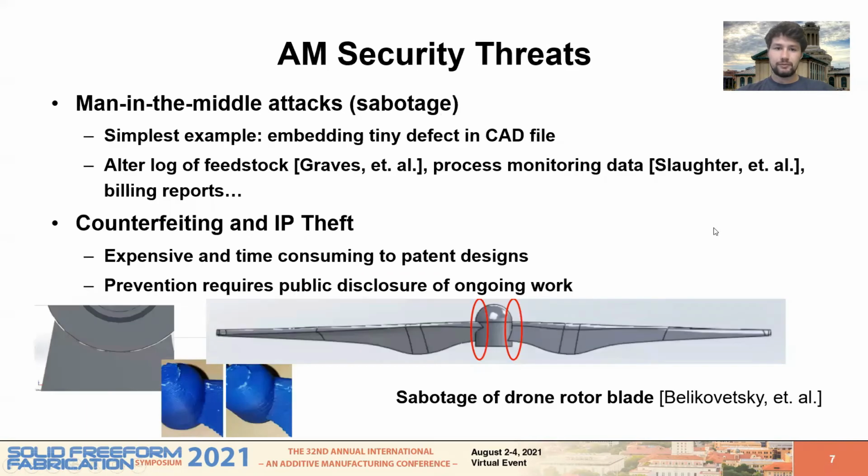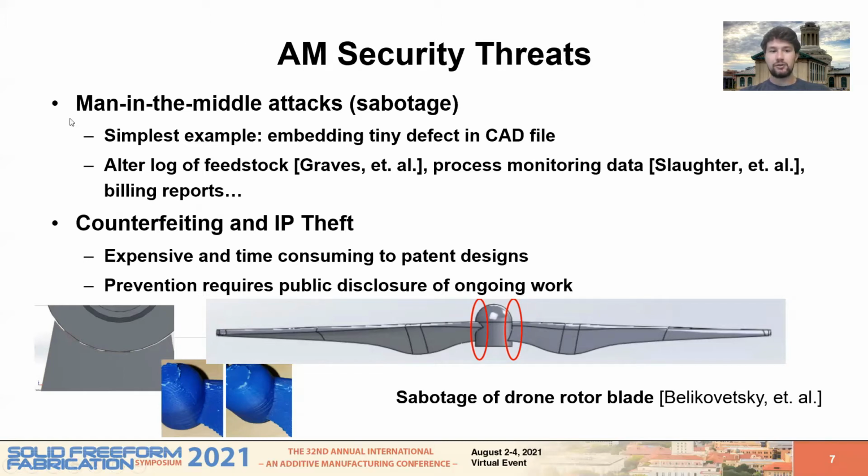And then bringing us back to additive manufacturing specifically, I want to talk about two of the main security threats that we see in the literature describing these attack vectors. So the first would be a man-in-the-middle attack or sabotage. The simplest example that you'll hear about, and the most common one people think of, is to imagine that in between when a part is designed and when it's fabricated, some malicious actor intercepts this file and embeds a tiny defect, and that could lead to catastrophic failure.